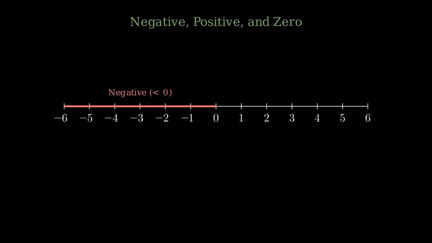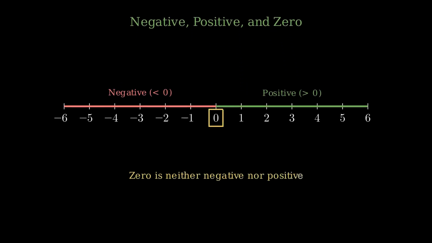The numbers to the left of 0 are all negative, which means they are less than 0. The numbers to the right of 0 are positive, and they are greater than 0. Remember, 0 itself is neither negative nor positive.